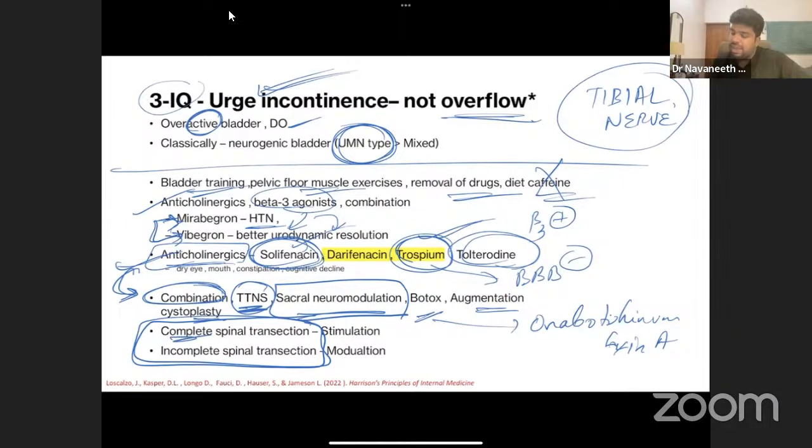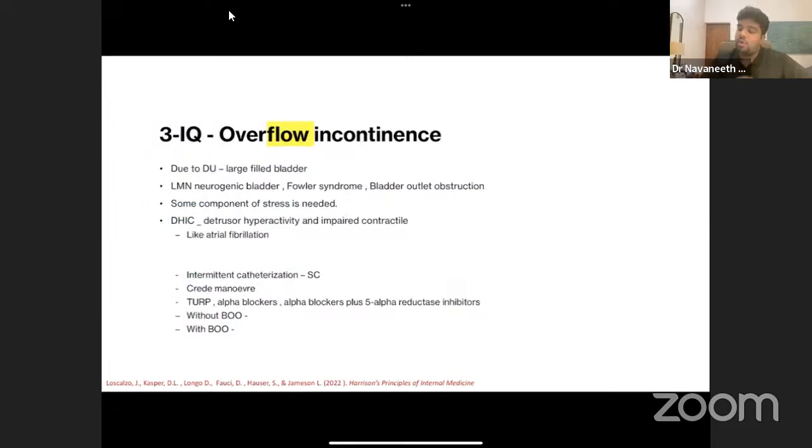If there is an incomplete spinal cord transection, you're not going to stimulate it, but you're going to modulate it. That is called anterior root modulation, where the anterior roots are still being modulated based on the spinal cord impulses, which are present but not completely transected. Next is overflow incontinence.